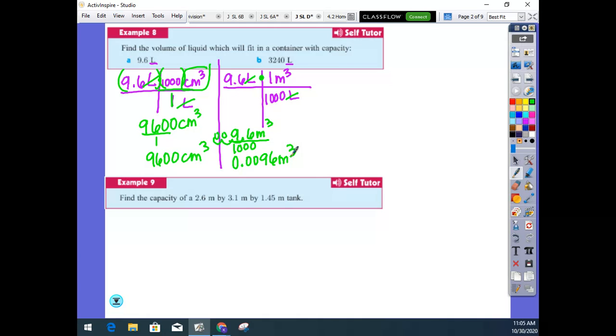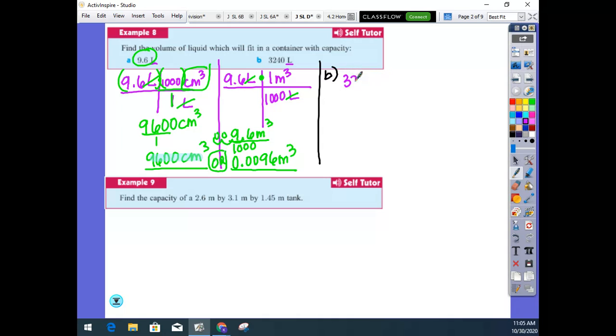So when we talk about 9.6 liters, we can either say there are 9,600 cubic centimeters, or we can say there are 0.0096 cubic meters. I would say this one makes more sense, but either one would be correct. Sometimes you just want to pay attention to your directions to figure that out. All right, now I'll do letter B.